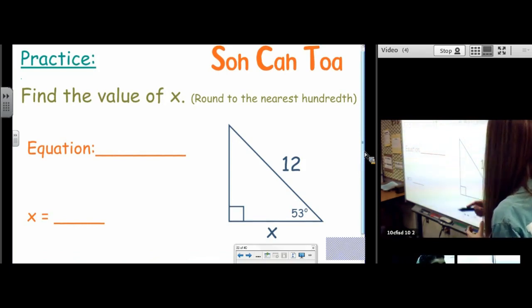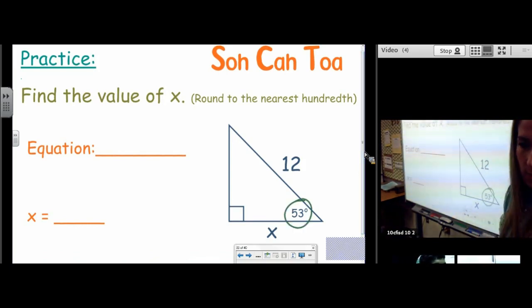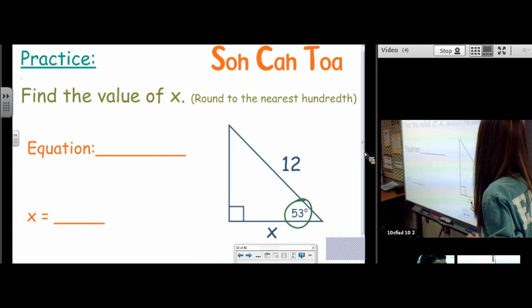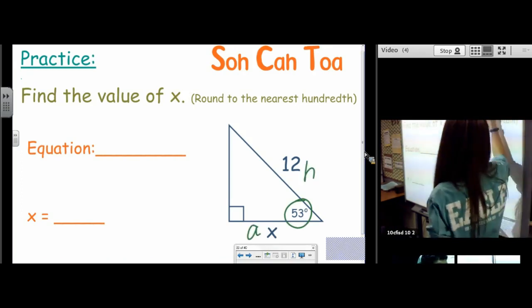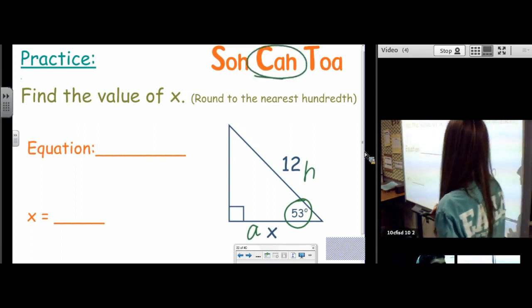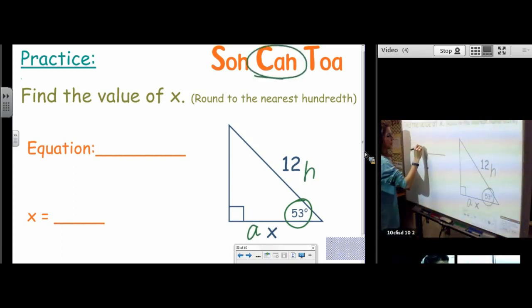So, draw this triangle in your notes. Circle the angle. Label what you have. Adjacent, hypotenuse, C and H. I have a C and an H, so I'm going to choose cosine. And we already learned how to write the equation yesterday. You write the trig function.